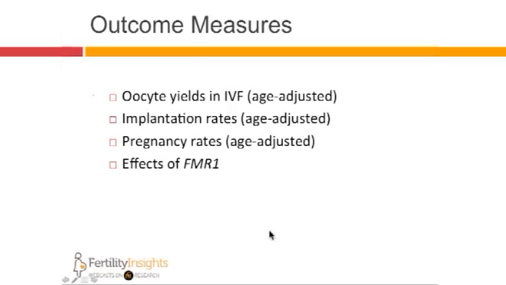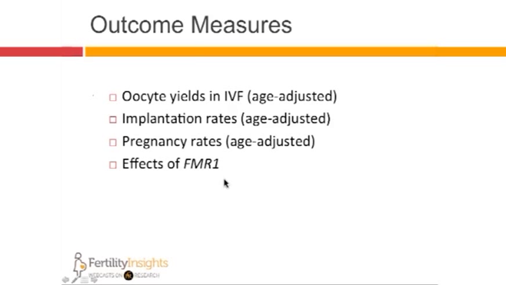So, amongst other outcome measures, we looked for the number of eggs produced in those IVF cycles. Obviously, all statistical assessments were done adjusted for age, implantation rates, again adjusted for age, pregnancy rates. And our center has had a long-standing interest in a gene called the FMR1 gene, some also call it the Fragile X gene, for which we have shown significant effects on various reproductive aspects, including IVF pregnancy rates.